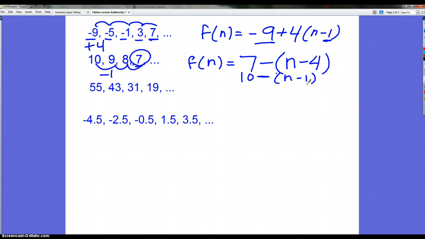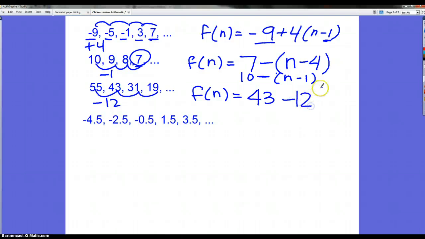This one, if you notice, the pattern is decreasing 12, so we've got fn equals, I'm going to use the second term this time, just to change it up. So we got -12, and then n minus, I'm using the second term, so I'm going to -2.